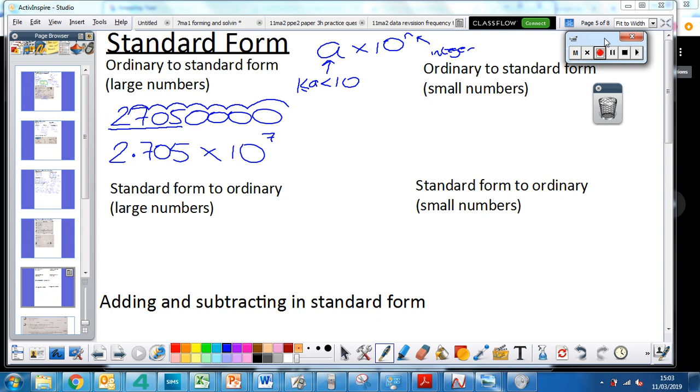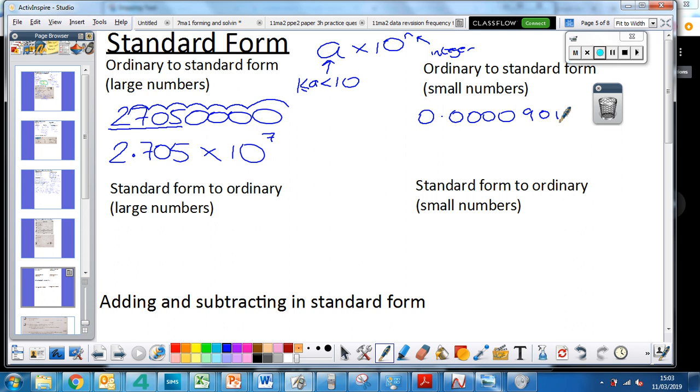So ordinary to standard form in small numbers. We're talking about things like this: 0.000009015. For example, so to write this in standard form, again, thinking about the A being between 1 and 10, we're going to need to use the 9 here. So it's going to be 9.015 times 10 to the power something.